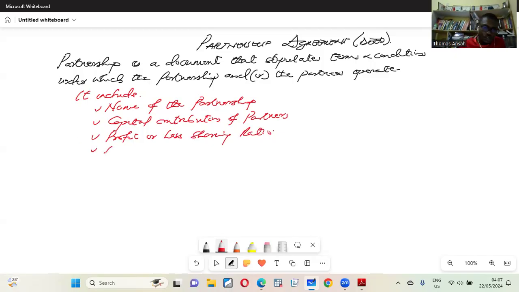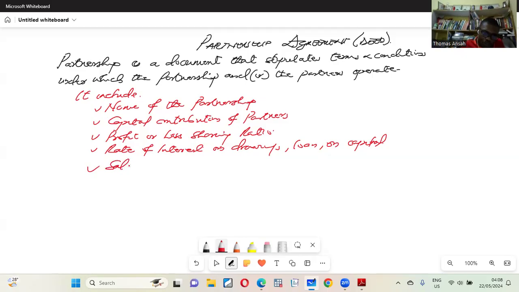It also has the rate of interest on drawings, any drawings that will be made. It also has interest on loan, and even on capital. So if you make some capital contribution, maybe an excess of it, or maybe the agreed one, you get some interest. They are all established inside the partnership agreement. Now, again, you also see salaries to be paid to partners. Whether paid or not, accounting is on accrual basis. So if you have to pay and you've not paid, it's there. If you have already paid, it is there.